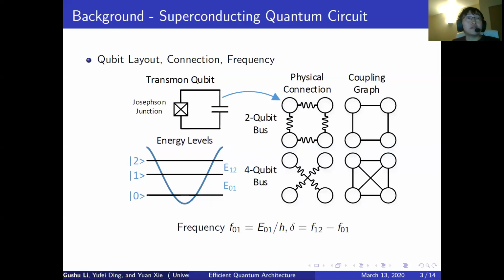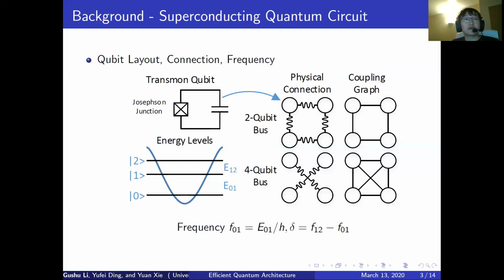The frequency of a transmon is defined as E01 divided by the Planck constant, denoted by F01 here. Similarly, we use E12 to represent the energy gap between the first excited state and the second excited state. We can also calculate the frequency F12 between them. Since this oscillator is anharmonic, F01 and F12 must be different. The anharmonicity parameter delta here is defined by F12 minus F01. To give you an idea, a typical qubit frequency for IBM is around 5 gigahertz, and the typical anharmonicity parameter delta is around negative 340 megahertz.